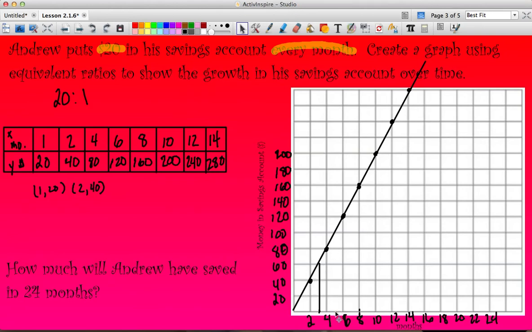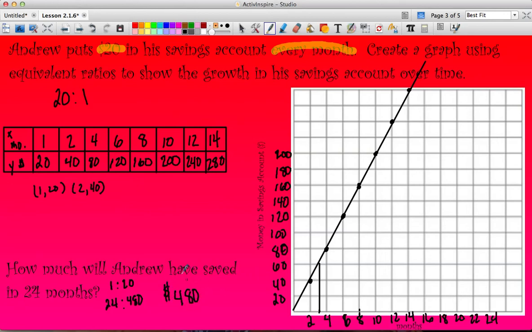Same idea here. In 5 months, I would follow it straight up and see that he would have hit this line at $100. Okay, so we could do the same thing for 24. However, in this case, we can't use the graph because we ran out of space. But what we can do is use the ratio and say that if it's 1 to 20, so if I multiply by 24, 1 month to 24 months, I know that 24 times 2 is 48, add the 0. So in 24 months, he would have saved $480.